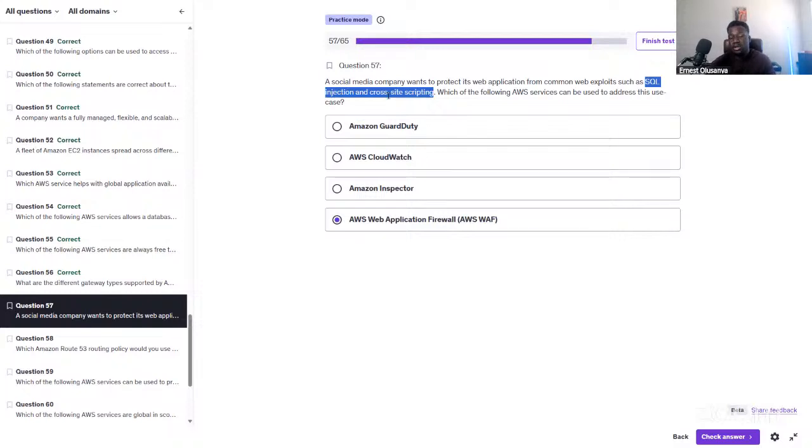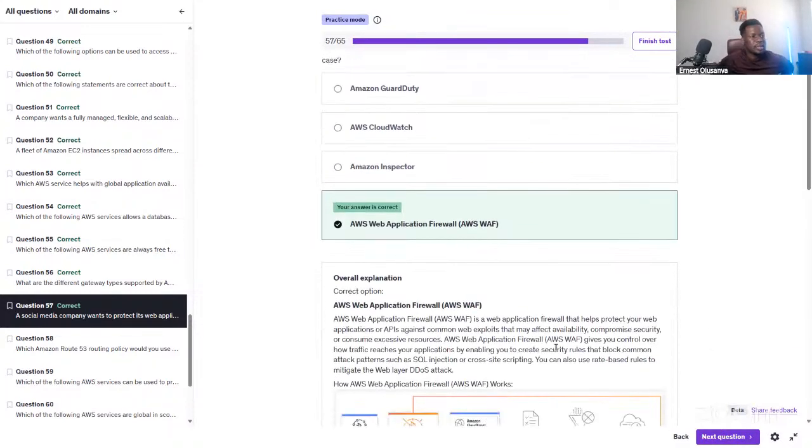If you see DDoS in the options or in the question, you should go with Shield. If you see vulnerabilities in EC2 instances, you would go with Inspector. Guard duty is vulnerabilities in S3. All right, you're protecting S3 from attacks. That's guard duty. So the correct answer here is web application firewall. All right, and that's what it helps with.